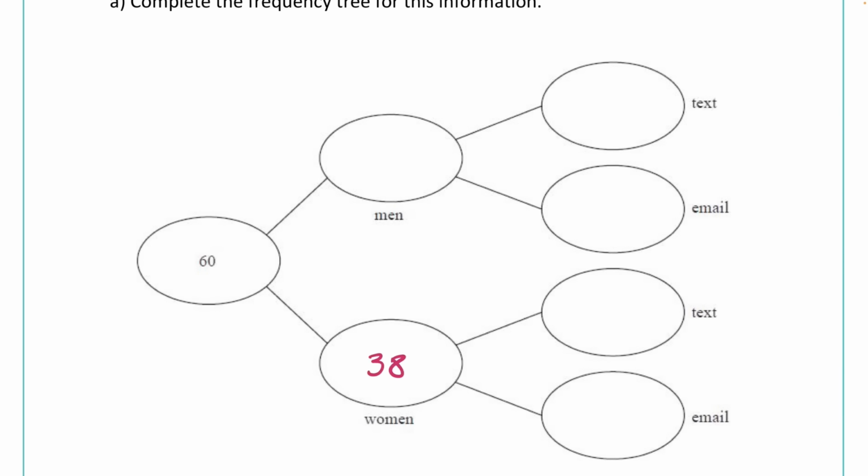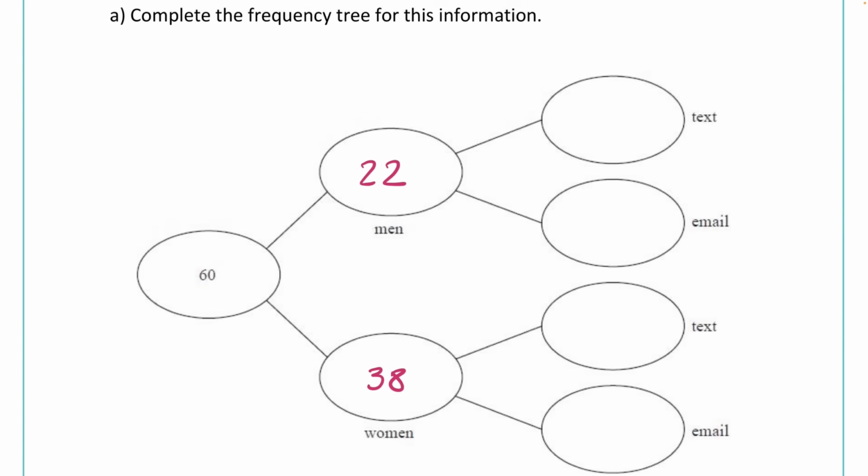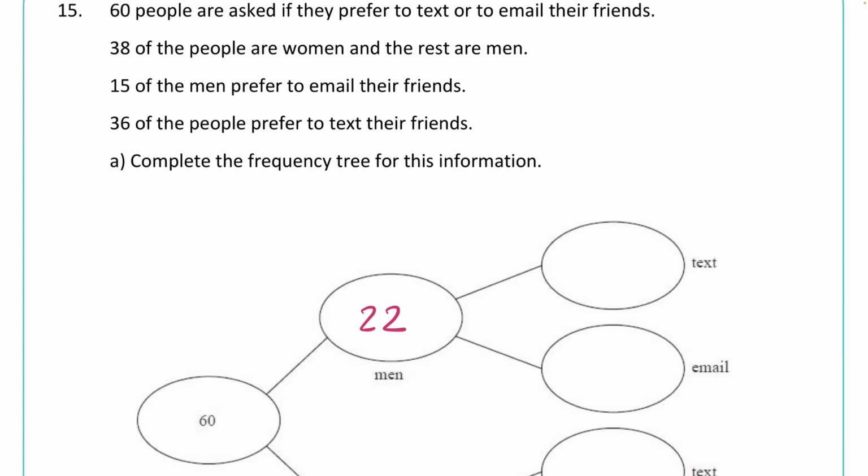So 38 in this box, and we can do 60 minus 38, which gives us 22 men. It then tells us 15 of the men prefer to email their friends. So for the men, we have 15 in the email circle, and then we are looking for how many prefer to text. So we can do 22 minus 15, and that gives us 7. We can write our working out down at the side, 22 minus 15, and there's 7.